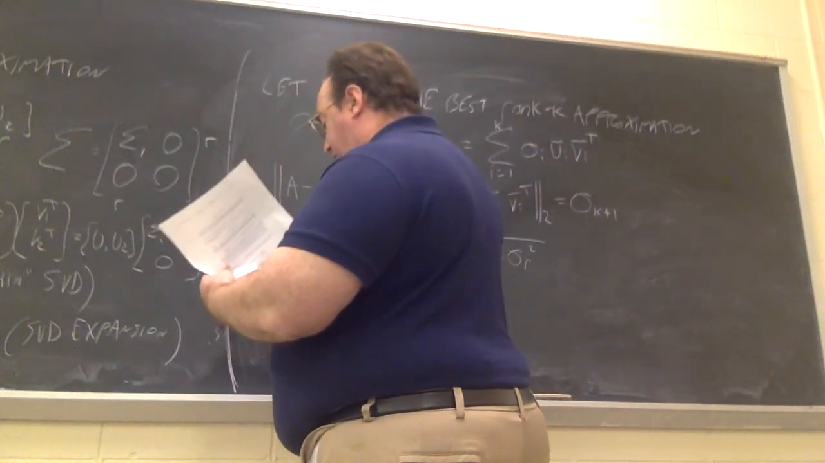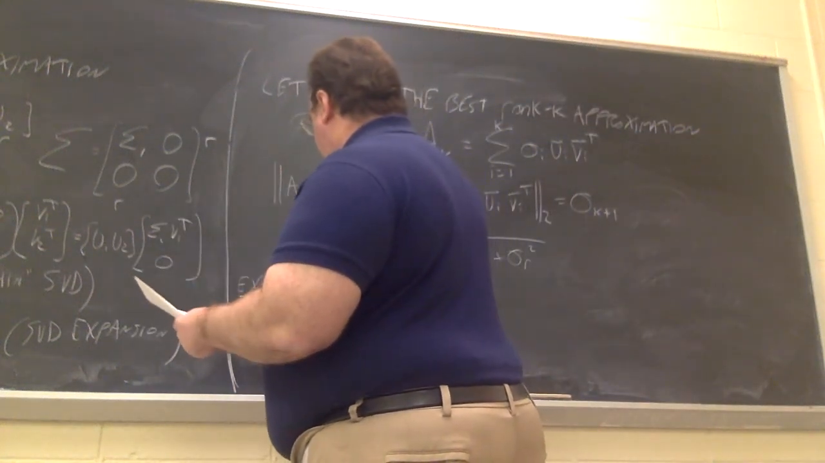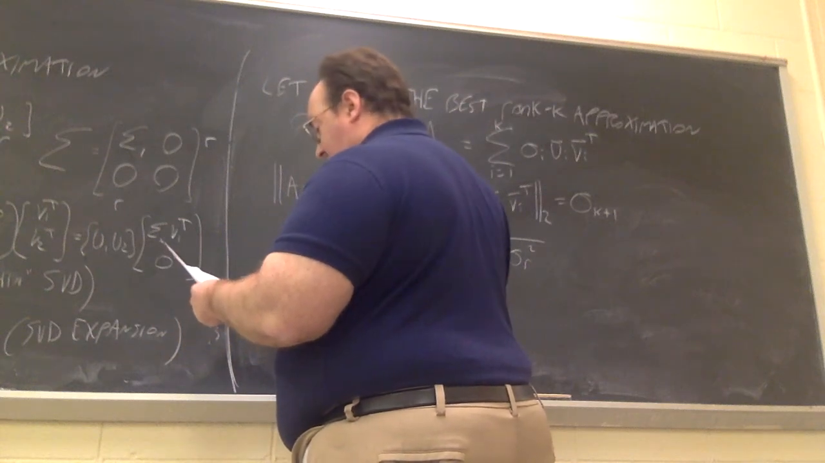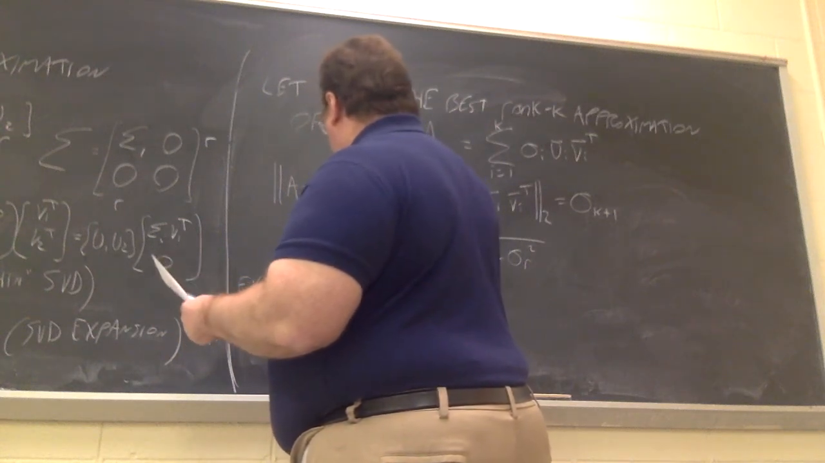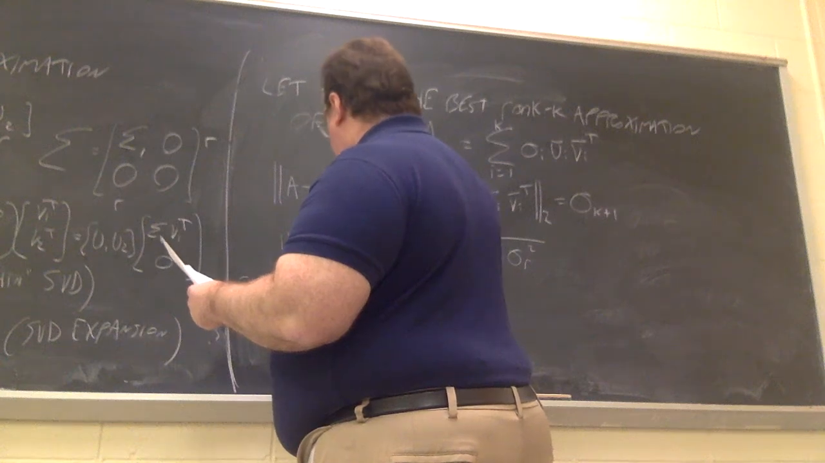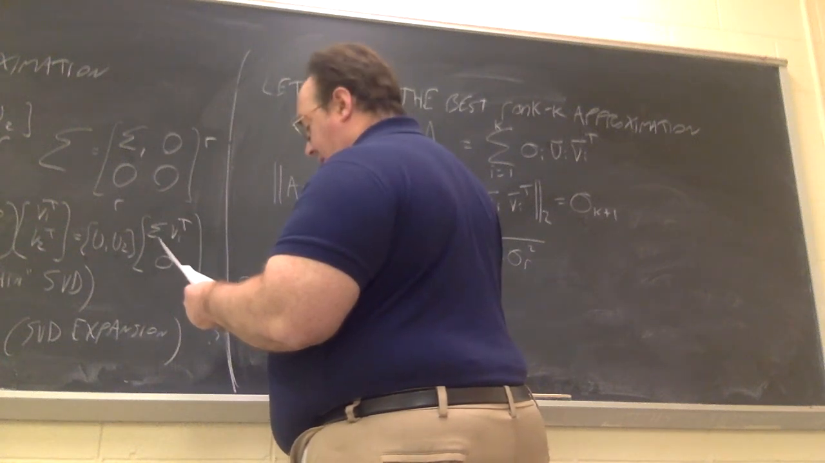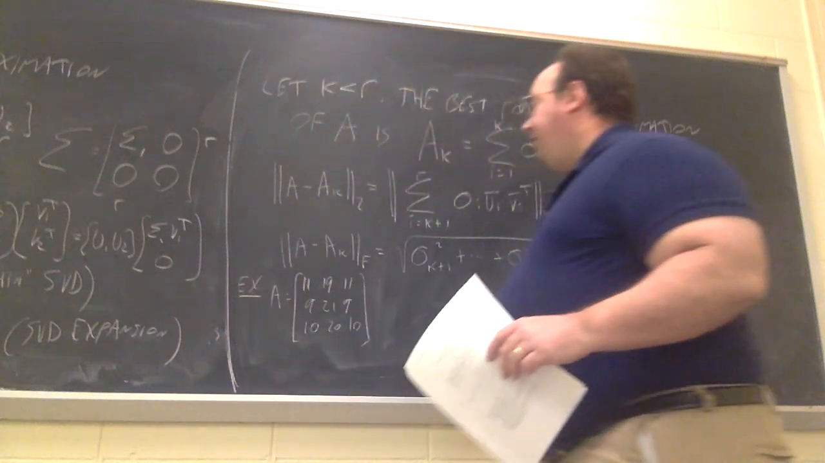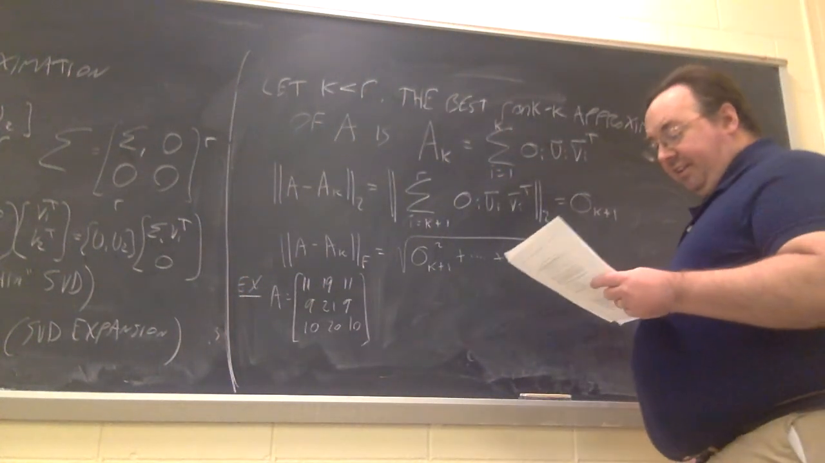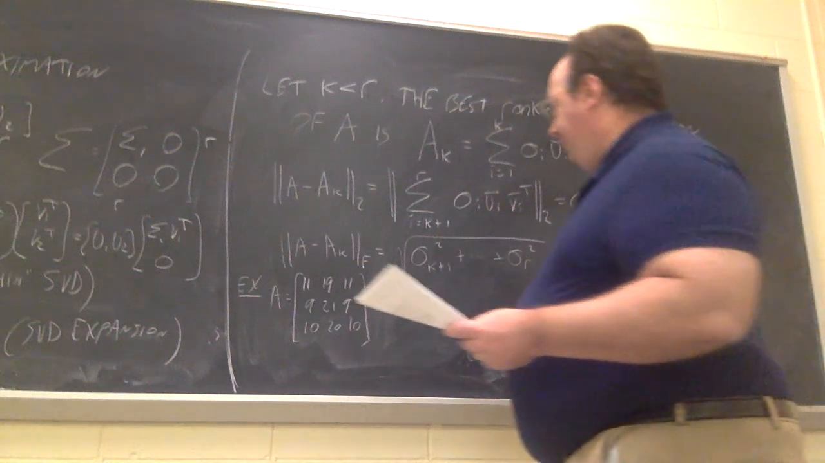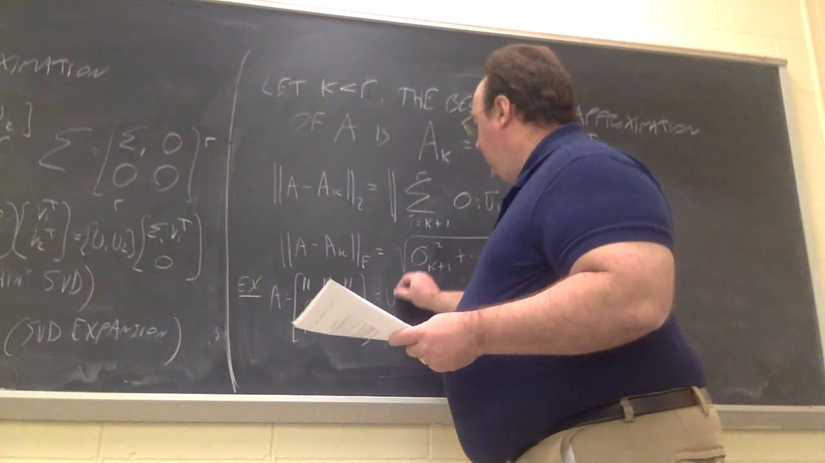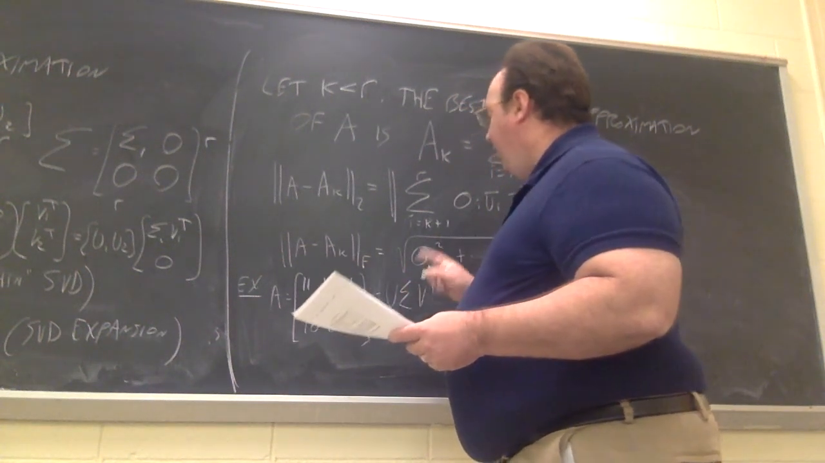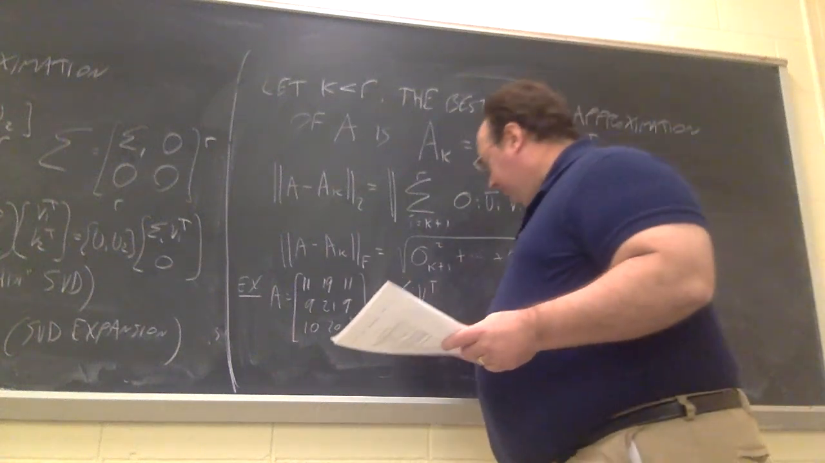So let's suppose my original matrix is 11, 19, 11, 9, 21, 9, a 3 by 3 matrix, and its SVD is U sigma V transpose. I won't write out U and V. They are written out in the book.